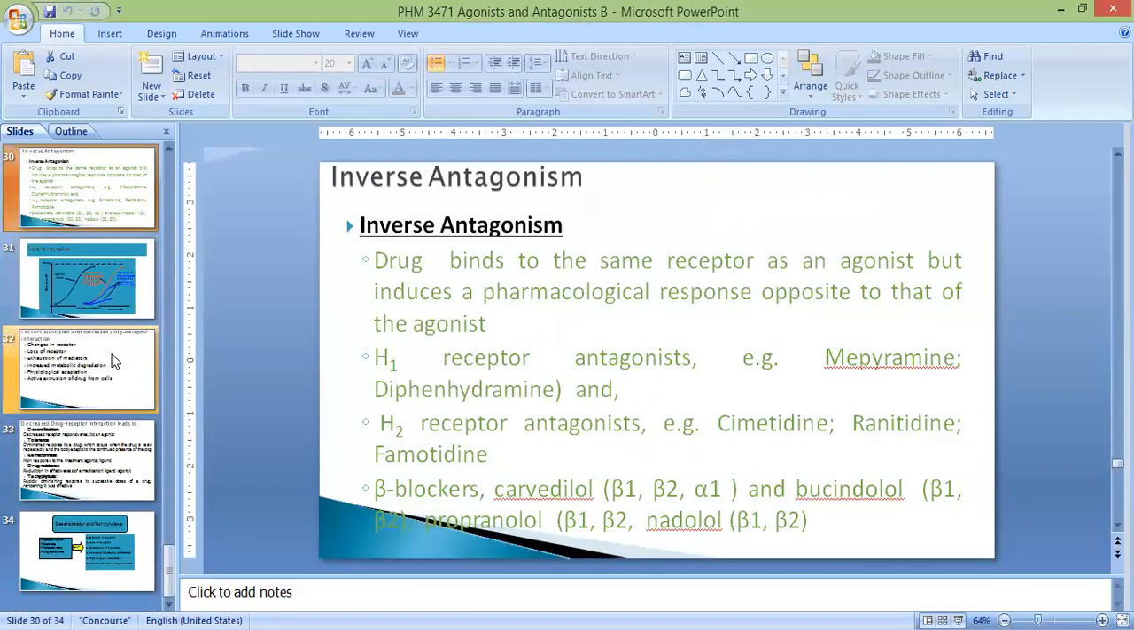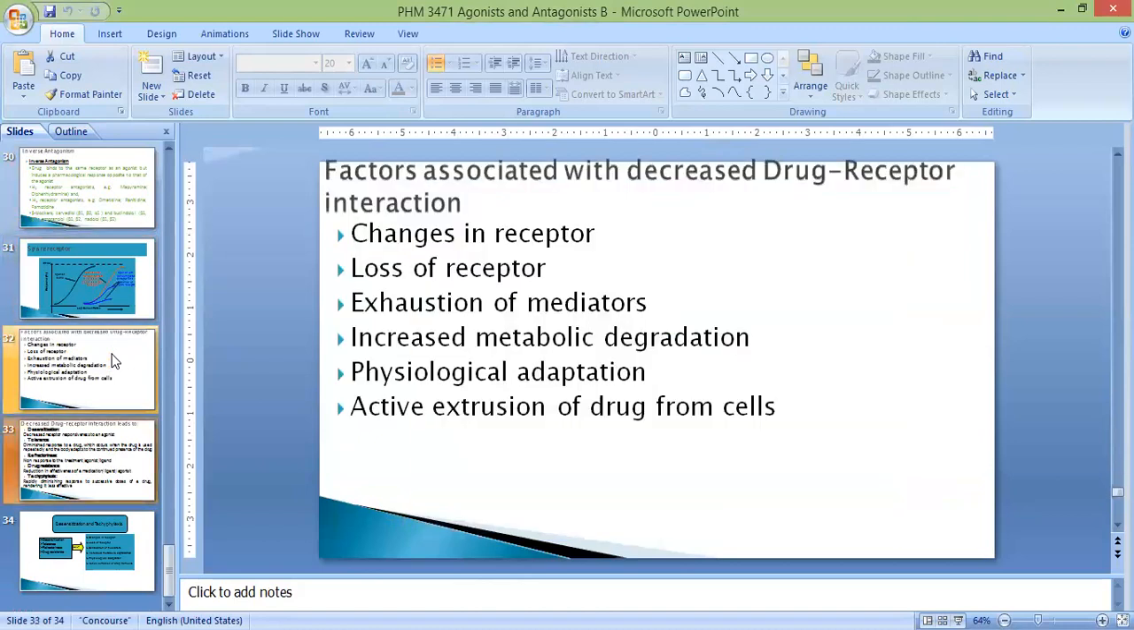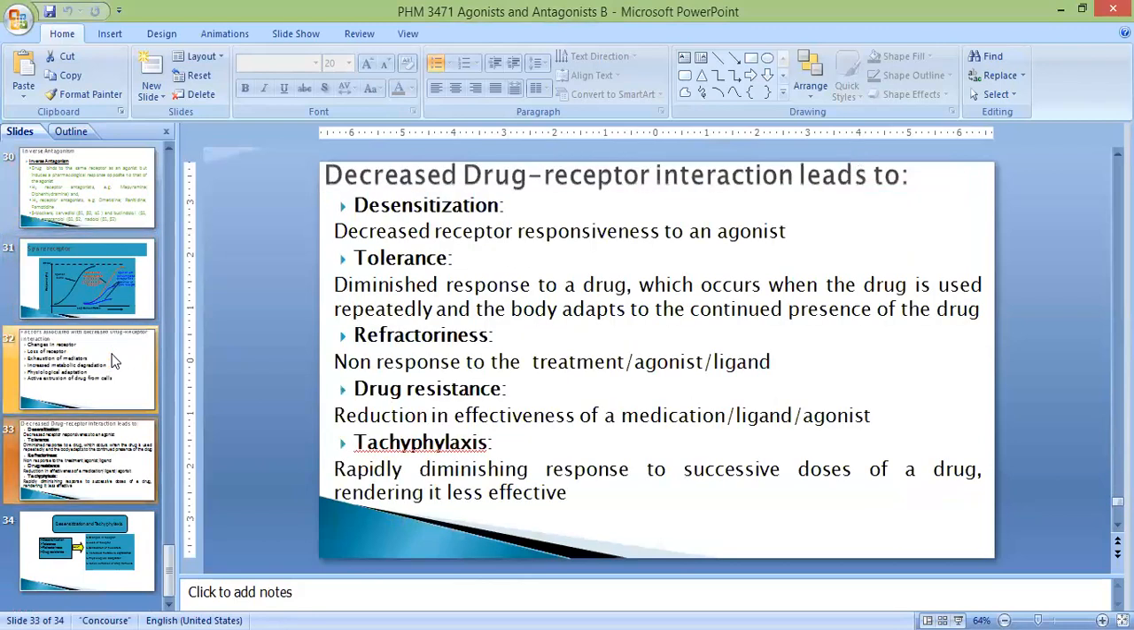Inverse, we already said inverse, it binds but produces an opposite response. Then as we finish on pharmacodynamics, drug receptors, that interaction between drugs and receptors eventually can lead to some changes.